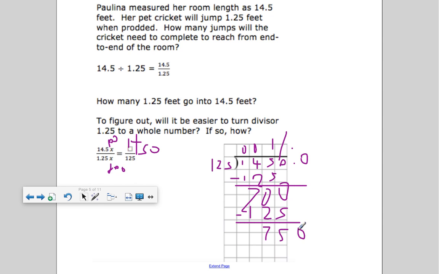How many groups of 125 go into 750? 125. Another 125 is 250. Another 125 is 375. Another 125, 500. Another one will be 625, and another one is 750. So it goes in 6 groups. So the answer is 11 and 6/10. So the cricket will be able to make 11 and 6/10 jumps to reach from end to end, because he jumps 1 and 25/100 each time.